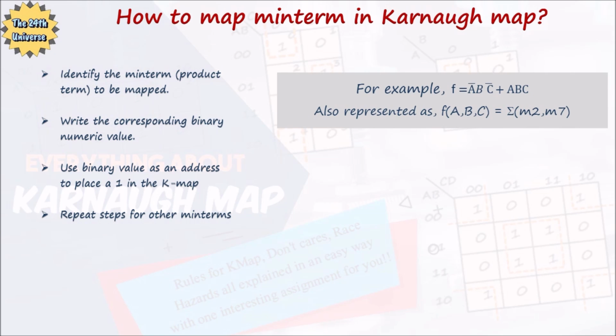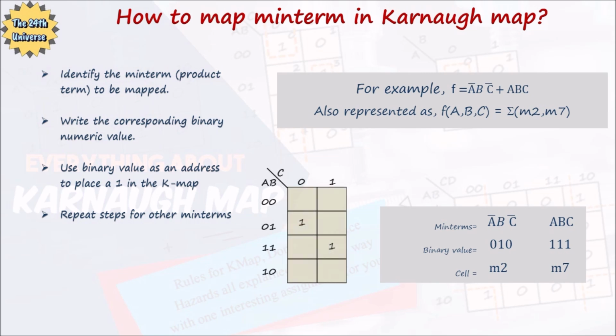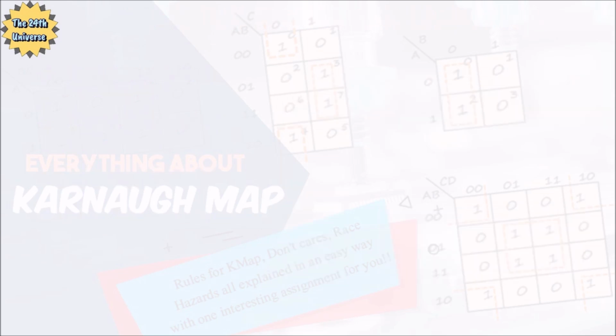The product term to be mapped is f is equal to a bar b c bar plus a b c. The two minterms are a bar b c bar and a b c. So the corresponding binary values are 0, 1, 0 and 1, 1, 1. And so we put a 1 in the cell 010 and 111 in the K-map like this.